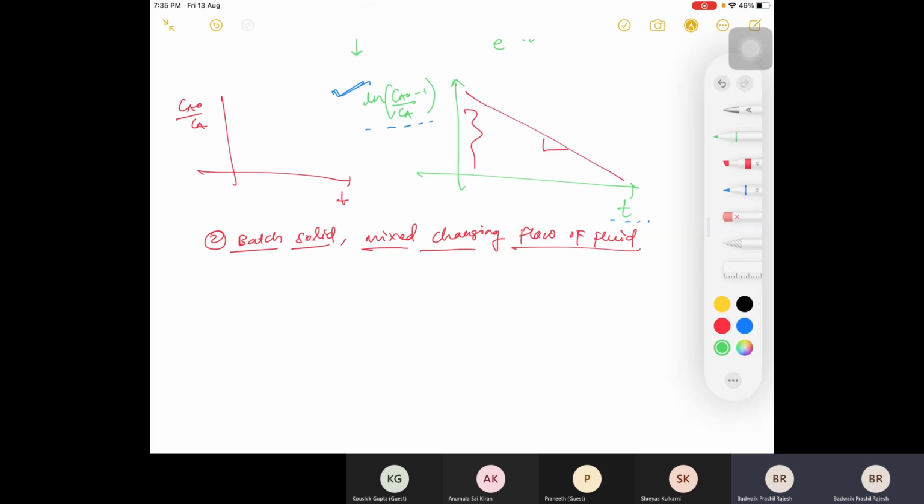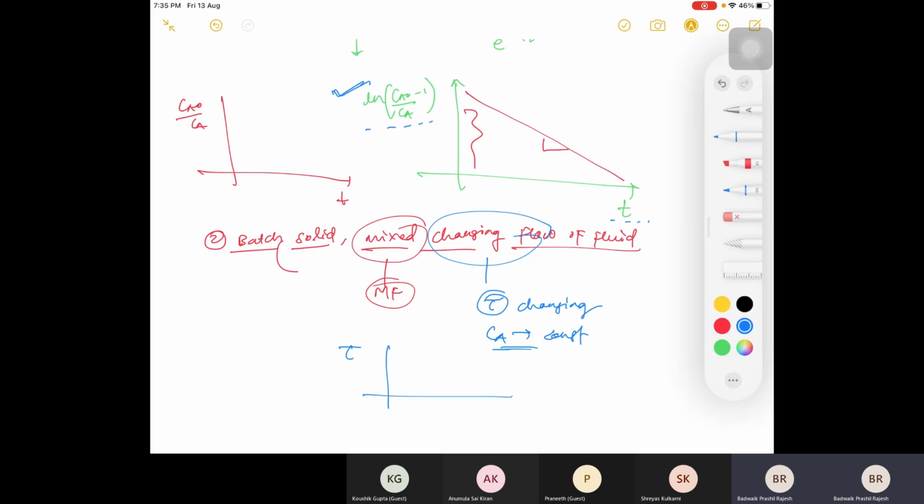First, you can do one thing. Based on this, you can understand it is batch, mixed flow, so you will have the mixed flow equation. Then changing flow means your tau is changing. Tau is changing, Ca is constant. So you will have a graph between tau and t. And here tau is your W divided by volumetric flow rate.